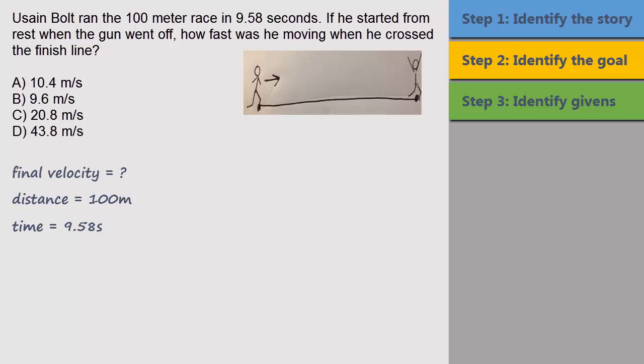Next, identify any information alluded to in the problem. Phrases such as starts from rest or comes to a halt imply a velocity of 0. Add this alluded to information in your givens list. It will often be crucial to solving the problem.